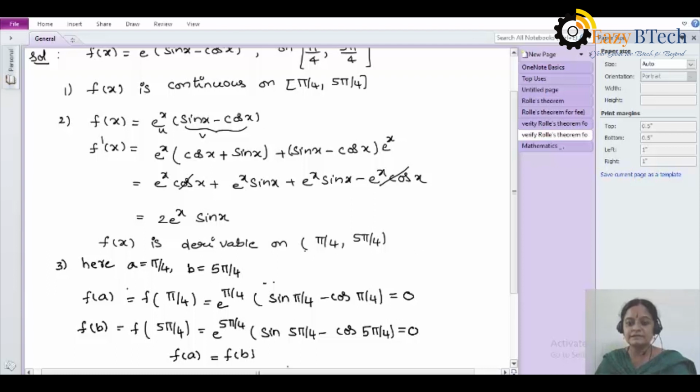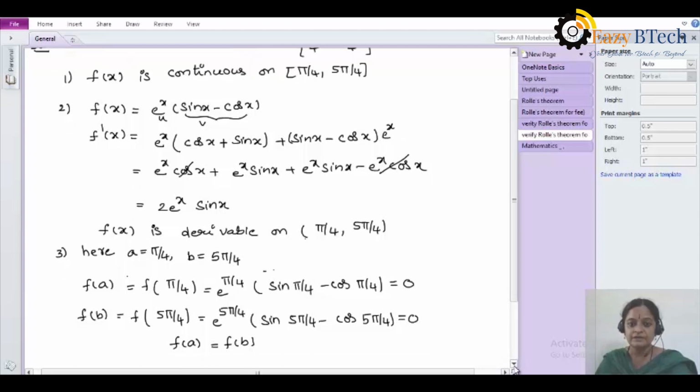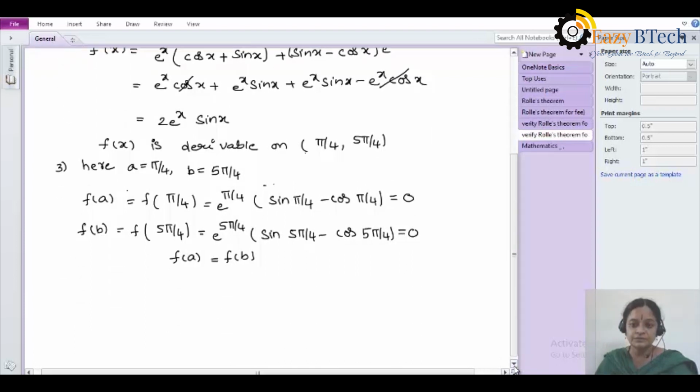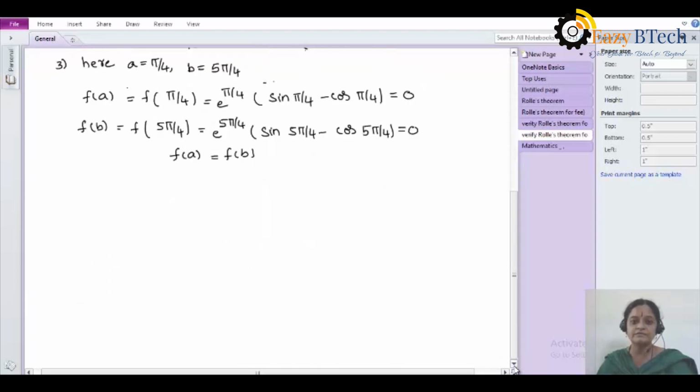So the three conditions are satisfied. What are the three conditions of Rolle's theorem? F of x is continuous, f of x is derivable, f of a is equal to f of b. Then there exists at least one element c belonging to a comma b such that f dash of c is equal to 0.